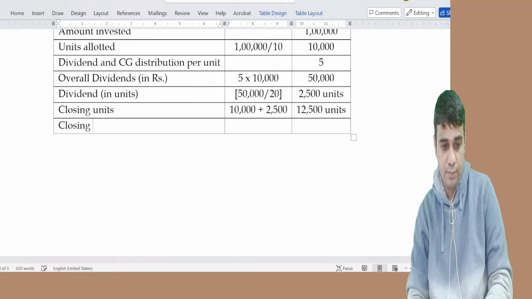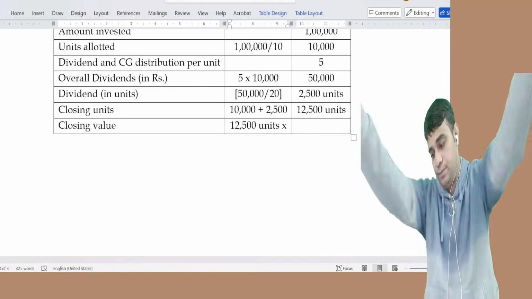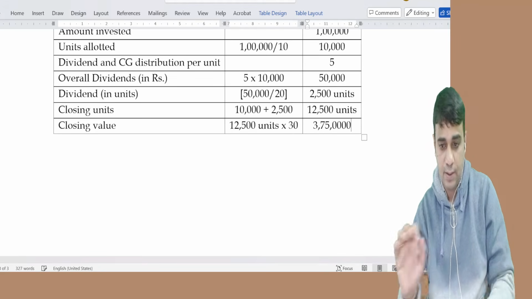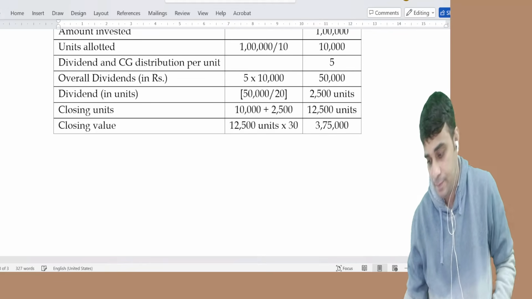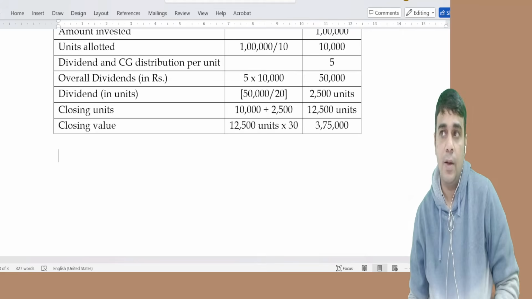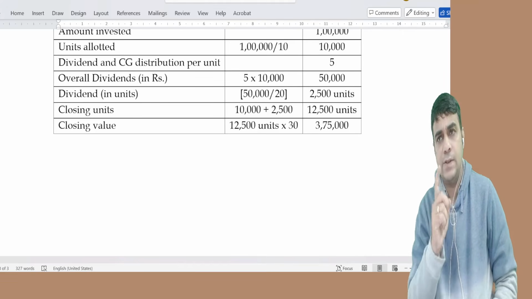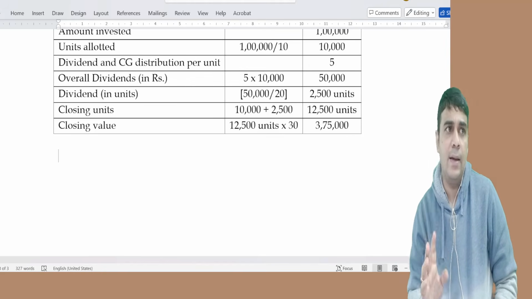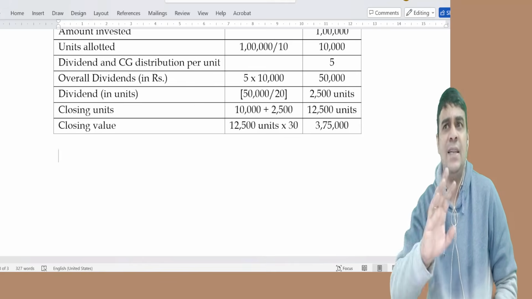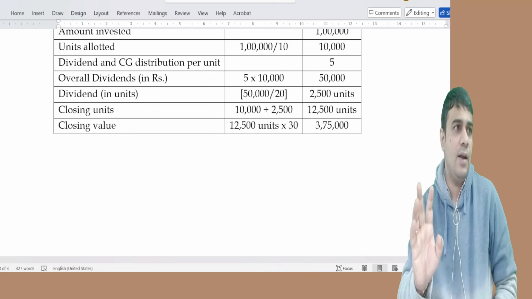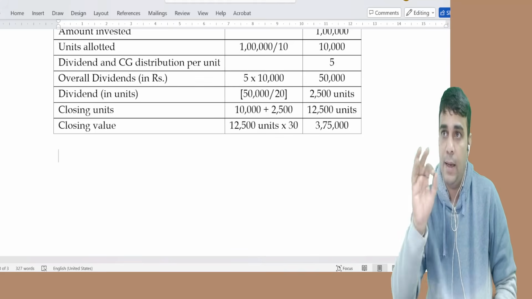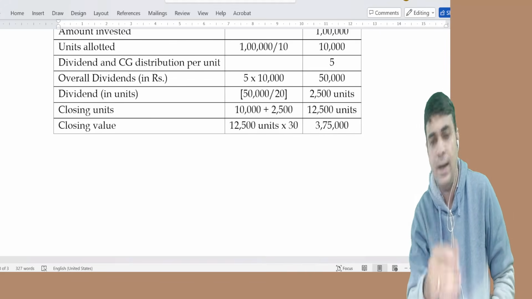Closing value: 12,500 units into 30 is 3,75,000. To put it very simply, I invested 1 lakh and I'm getting back 3,75,000. I'm least interested in all the technical names. The only thing I know is money. Money went 1 lakh, money came back 3.75 lakh, provided I sell it at the end of the year.